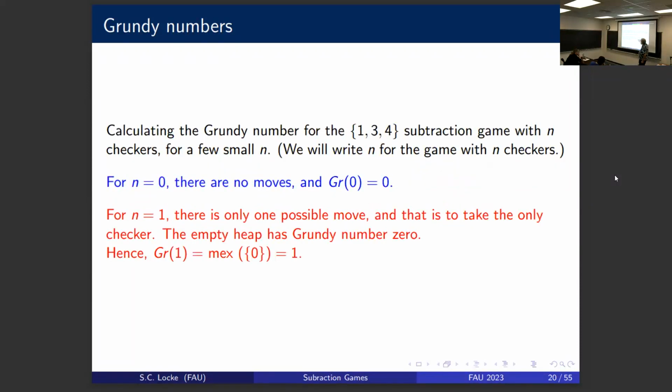So if I do n equals 1, there's only one possible move. That's to take the only checker. The empty heap has Grundy number 0. For the Grundy number for 1, I'm just going to write the number of checkers as the definition of what the game is. So I'm just looking at one heap here. The Grundy number 1 is the max of, well, the only thing I get to is a position which has Grundy number 0. So I'm going to get a 1.